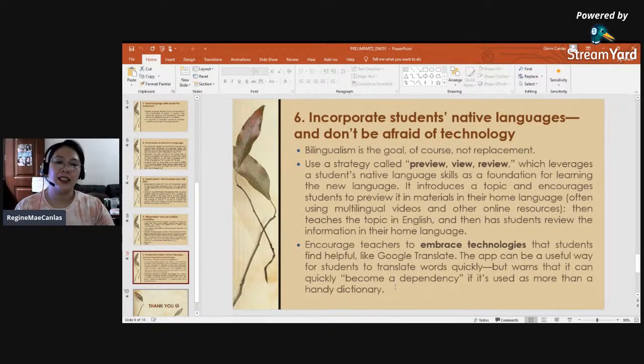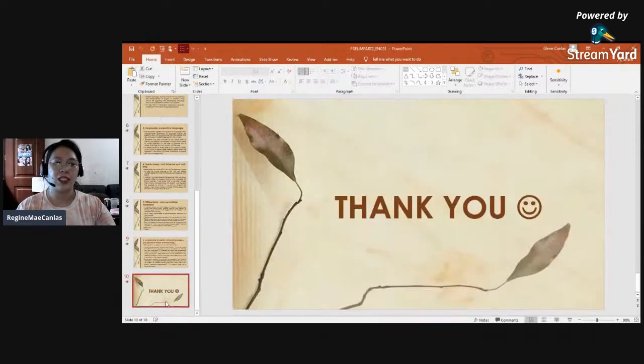So those are the strategies that I found online on how to teach a language to the students. I hope you learned something from my discussion.